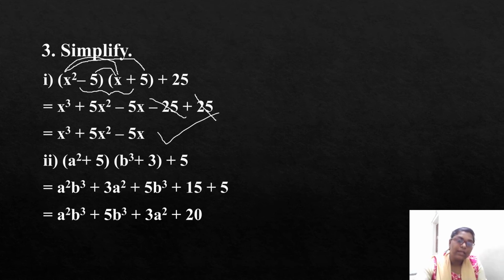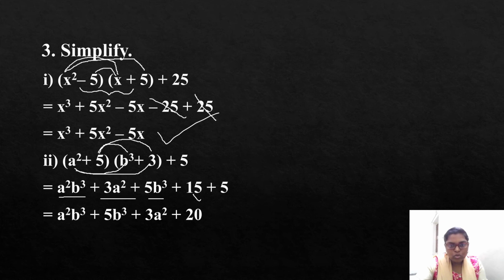Now second subdivision, A square into B cube will give you A square B cube. Next A square into 3 will give you 3A square. Next 5 into B cube, 5B cube. Next 5 into 3, 15 plus 5. So A square B cube, 5B cube, 3A square. These two are numbers, so 15 plus 5 will give you 20. Okay.